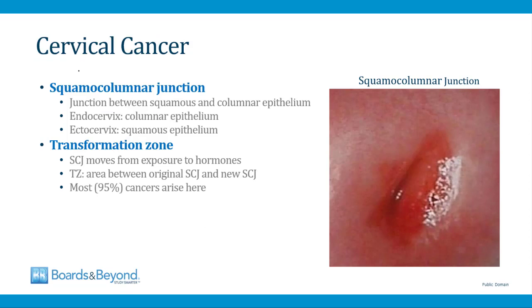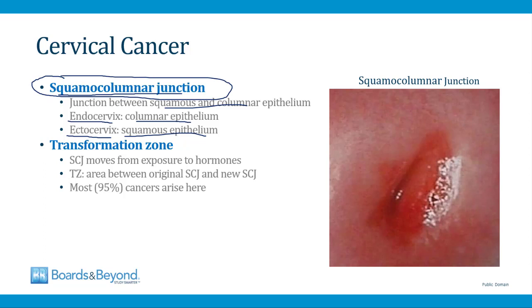The area of the cervix where cervical cancer usually arises is called the squamocolumnar junction. This is the junction where the epithelium of the cervix changes from squamous to columnar epithelium. The area of the cervix that leads to the uterus, the cervical canal, is called the endocervix, and it contains columnar epithelium. The outer surface of the cervix towards the vagina is called the ectocervix, and this contains squamous epithelium.